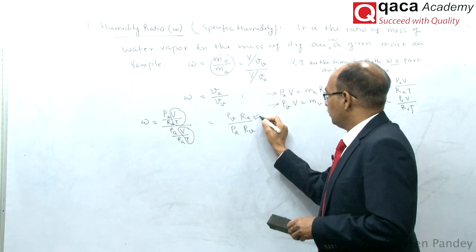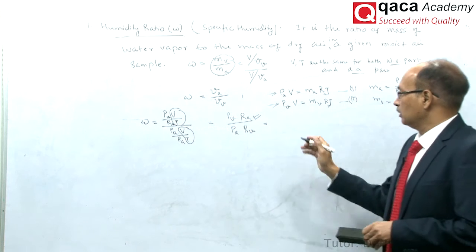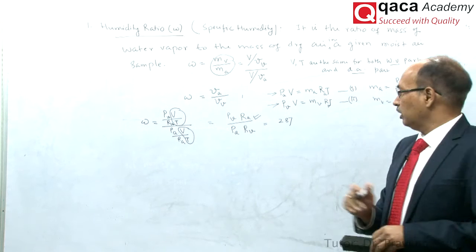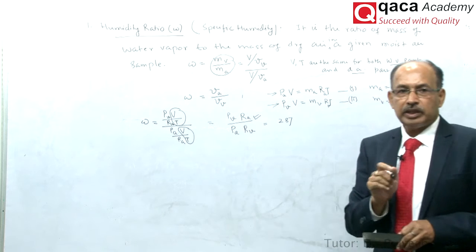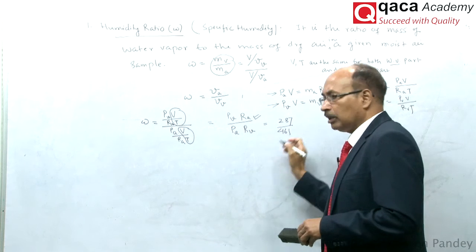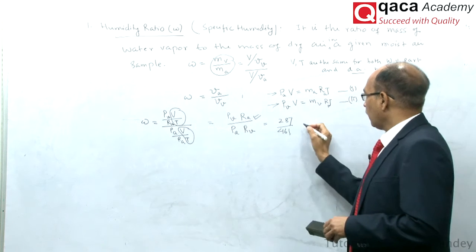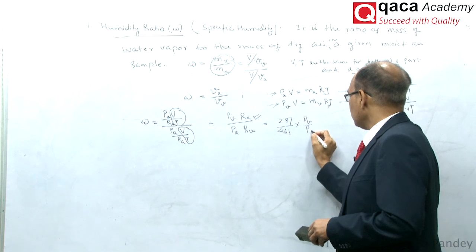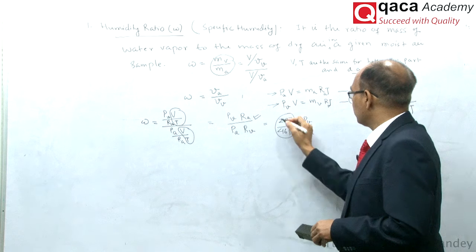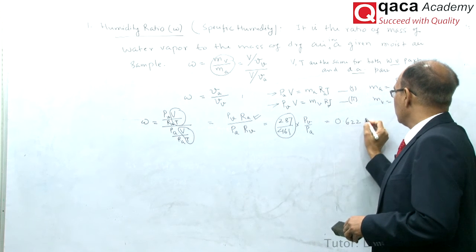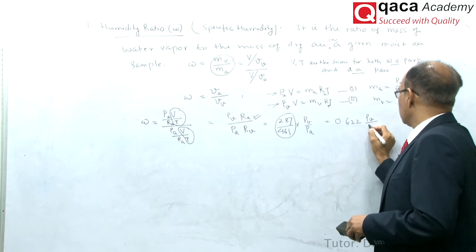Now, R_A we have found out in the last class is 287 joule per kg Kelvin, and R_V, the characteristic gas constant of water vapor, is 461. That also we found in the last session, into P_V by P_A. Now, this value if you work it out, it is 0.622 P_V by P_A.